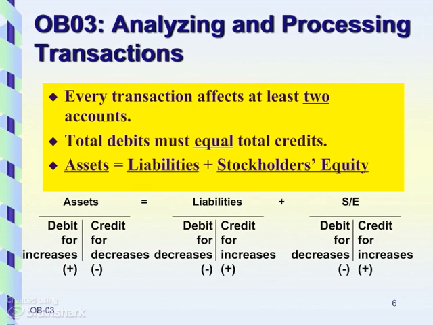Liabilities and stockholders' equity act in a similar fashion, meaning they both increase on their credit side or have normal balances on their credit side because they're on the right side of the big accounting equation, assets equals liabilities plus stockholders' equity.